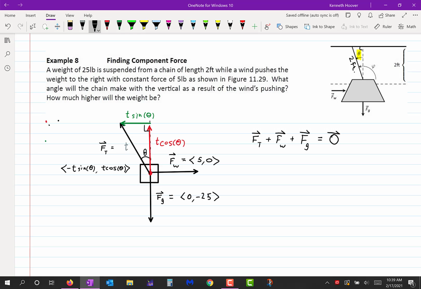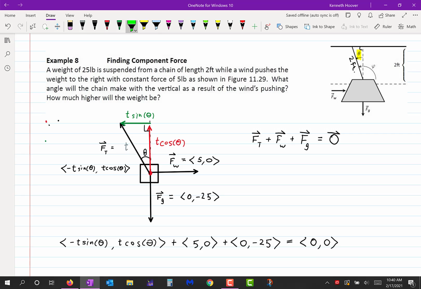Okay? So let's write down that equation then. We have negative t sine theta, comma, t cosine theta, plus 5, comma, 0, plus 0, comma, negative 25, equals 0, 0.